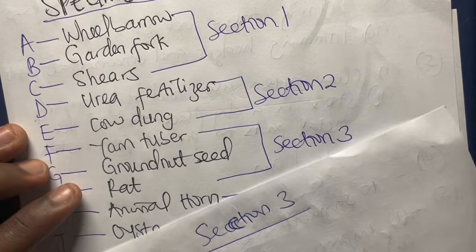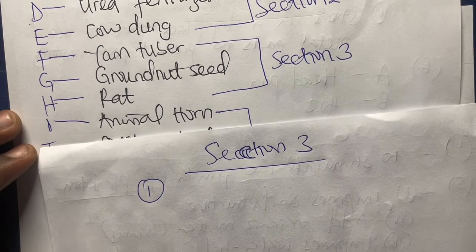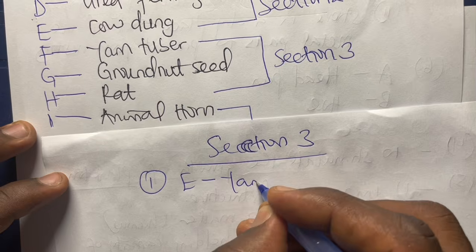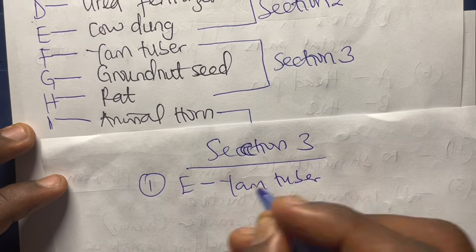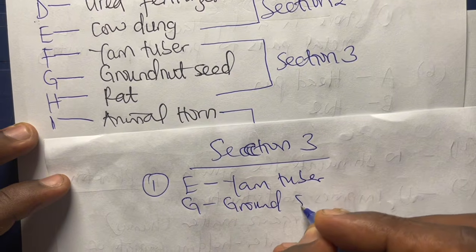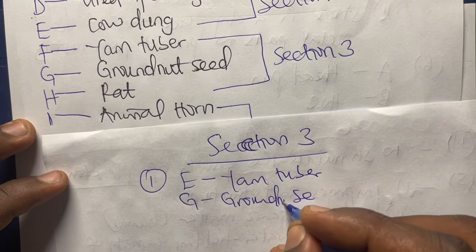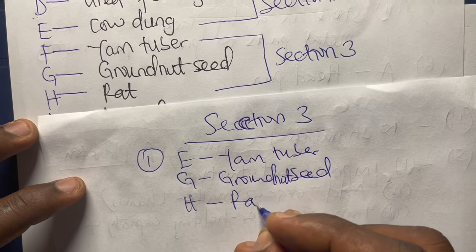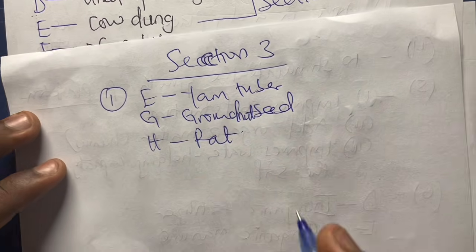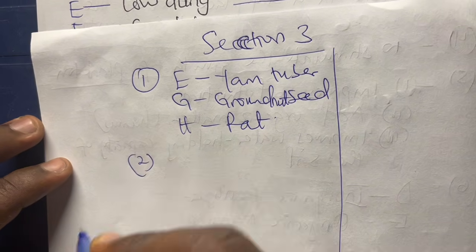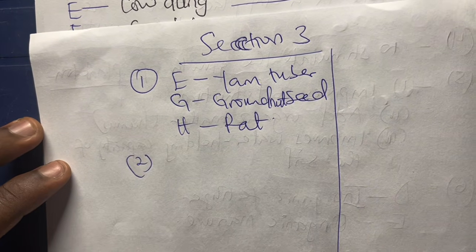Number one, they can ask you to identify specimens F, G, and H. F is yam tuber, G is groundnut seed, and then H is rat. Okay, that's the first thing.